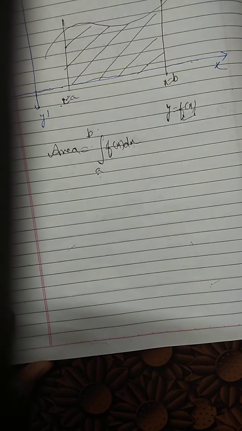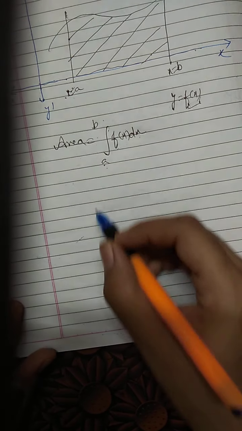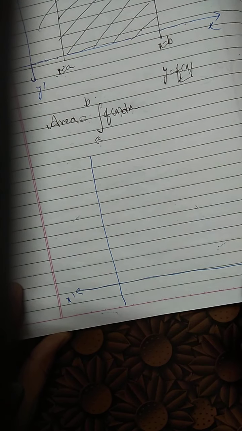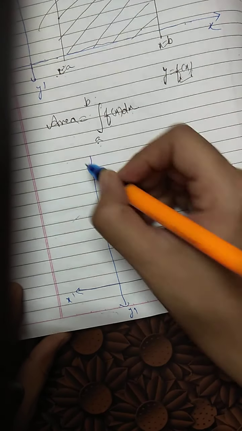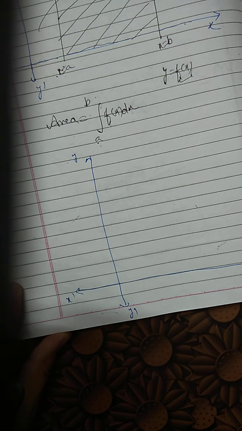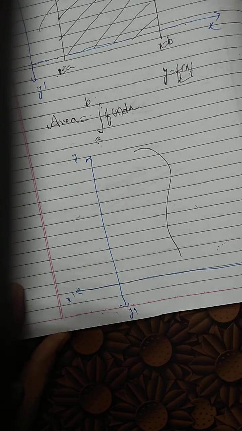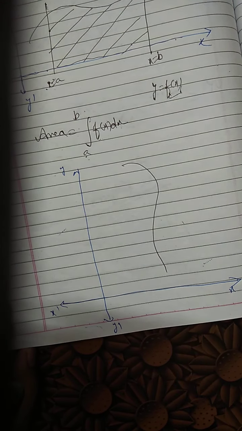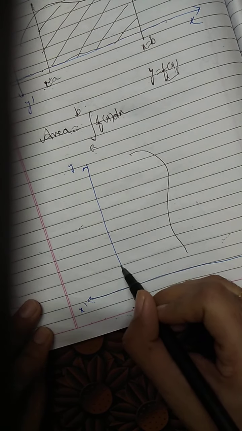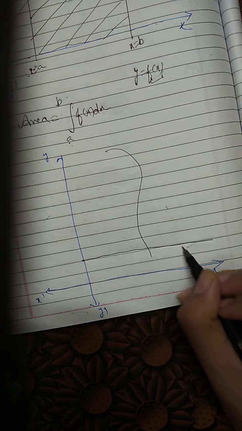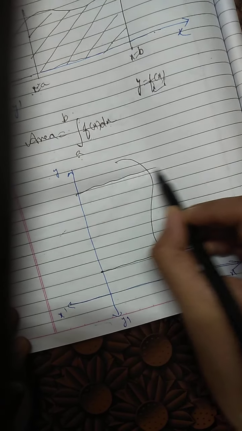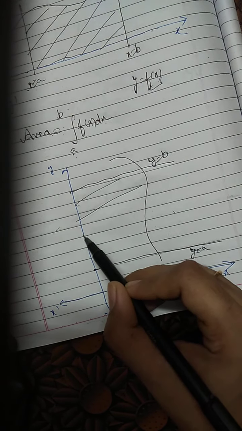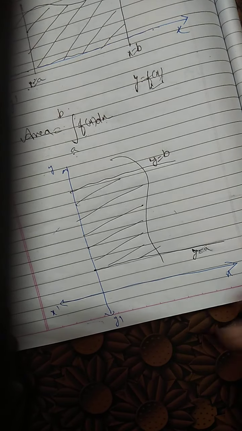Clear? Now what if I have another curve? Let me draw another curve here. Again I am taking the system. So if I have another curve like this, the curve is going like this, that means the curve is now about the y-axis, it is not about the x-axis, and I want the area bounded by these two lines, y equals a and the other line y equals b, plus the area bounded by the positive y-axis. I want to find this area now.